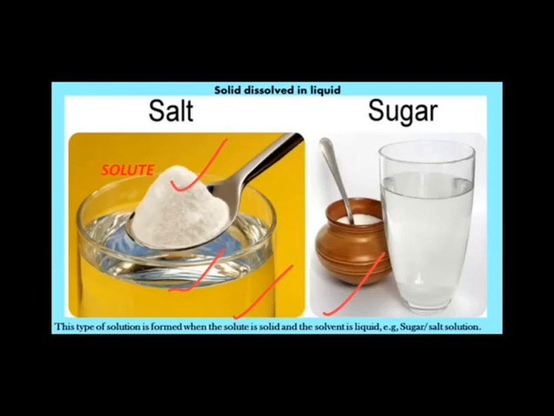But if we try to mix sand in water, it will not mix and it will settle down at the bottom of the glass. So it means sand is not soluble in water, it is insoluble in water. So there are two types of substances. One is the soluble substance which dissolves in water, and the other is the insoluble substance which does not dissolve in water. Sugar and salt both dissolve in water, so they can form a sugar solution or a salt solution.